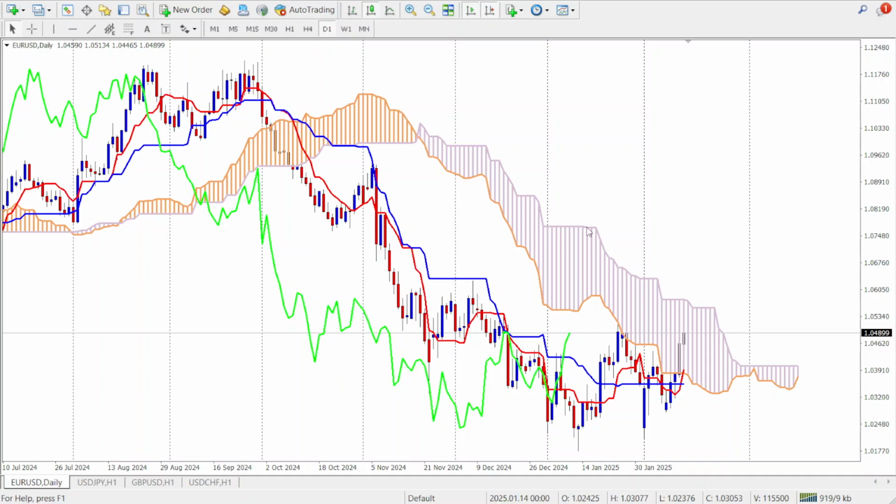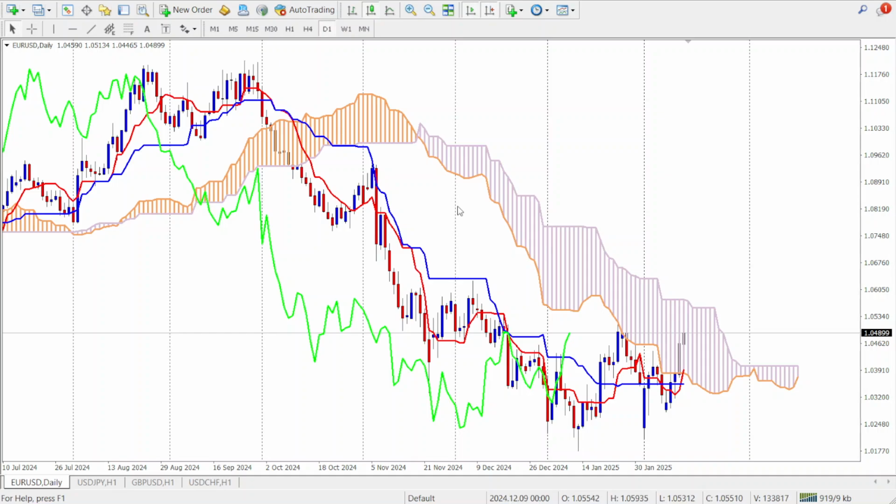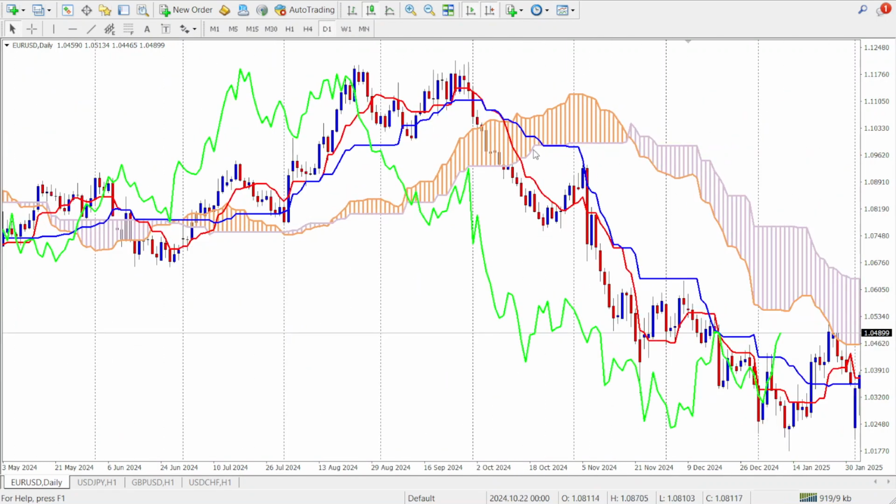Now the cloud, this is what we call the Kumo cloud. This is the most important part of this system. When price is above the cloud, it signals a potential uptrend. When price is below the cloud, it indicates a downtrend. But the real magic happens when price breaks out of the Ichimoku cloud. That is when momentum kicks in.